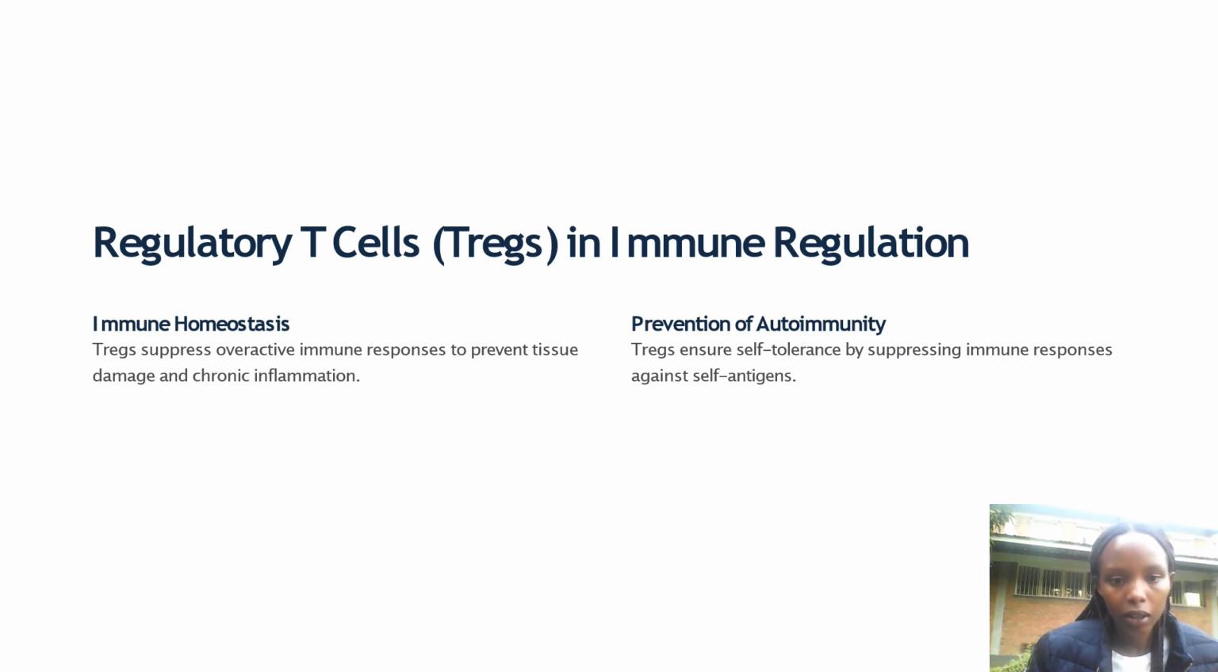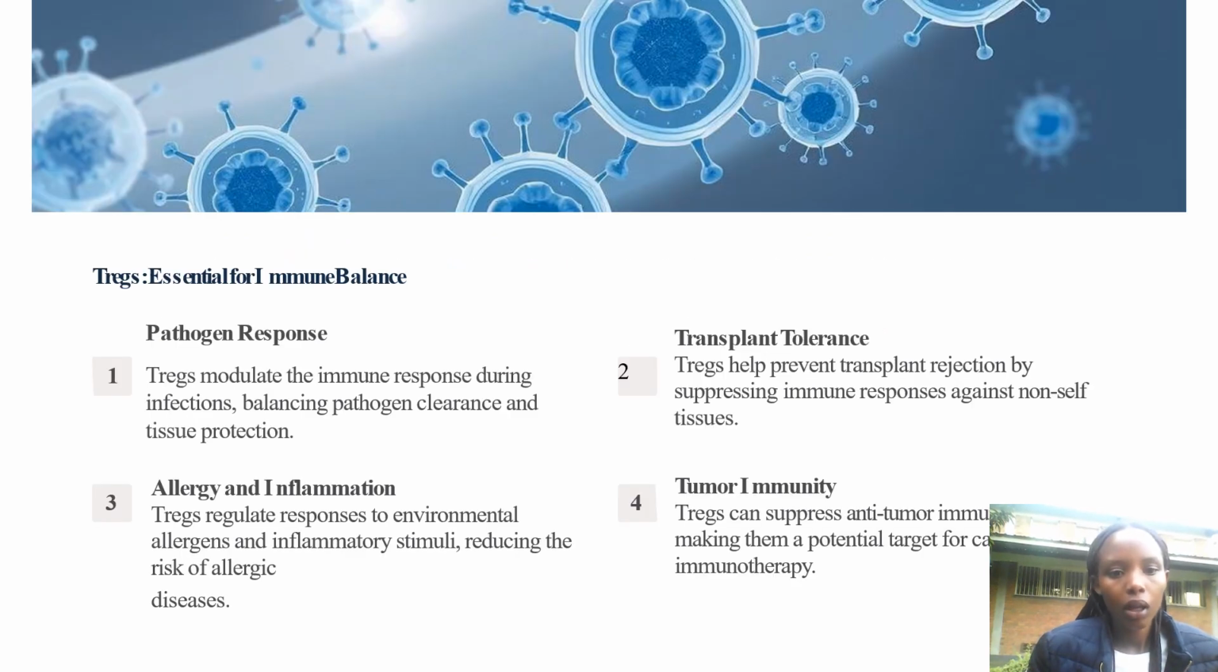Tregs suppress overactive immune responses to prevent tissue damage and chronic inflammation. And prevention of autoimmunity: Tregs ensure self-tolerance by suppressing immune responses against self-antigens. So here are Tregs, which are essential for immune balance. We have pathogen response, allergy and inflammation, transplant tolerance, and tumor immunity.